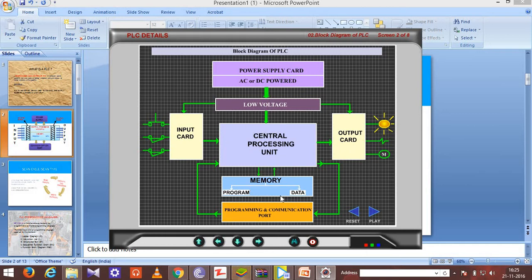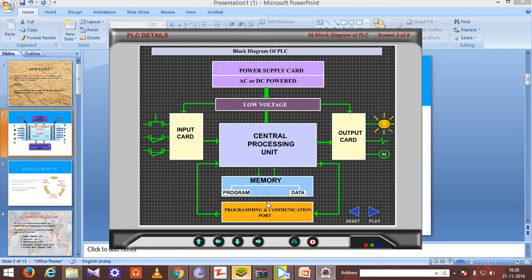The memory unit consists of both program memory and data memory. In program memory, program is stored, and in data memory, input output status is stored. And the communication port is used to interface the computer with the PLC, that is for uploading and downloading purpose, or it is used for connection with HMIs or any other third-party devices.